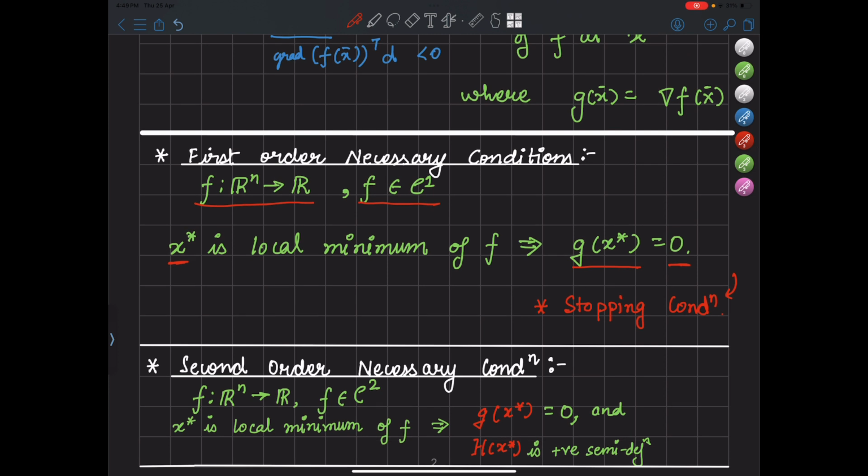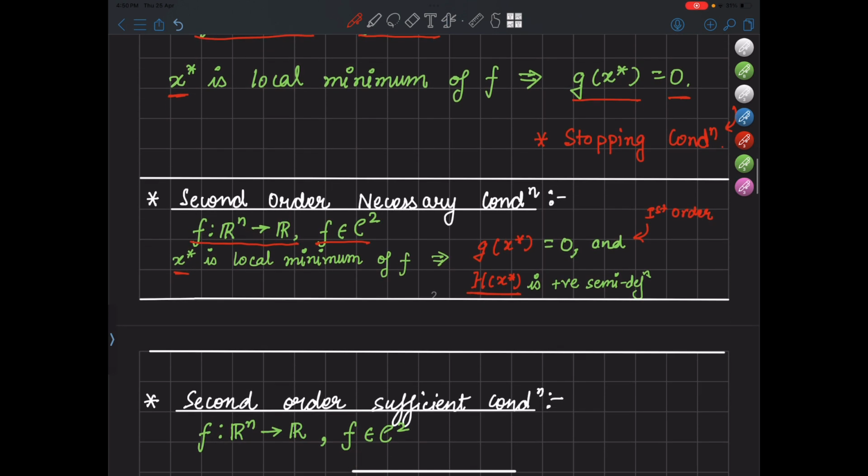Again, we assume f is some real valued function, and here, because we need second order information, we assume that it's twice differentiable. Now the point x star is a local minimum only if g(x star) is 0, or basically the gradient is 0, which comes from the first order necessary conditions, and the Hessian of the function at x star should be positive semi-definite if x star is a local minimum of f. These are the necessary conditions.